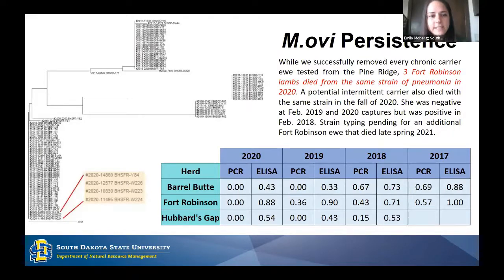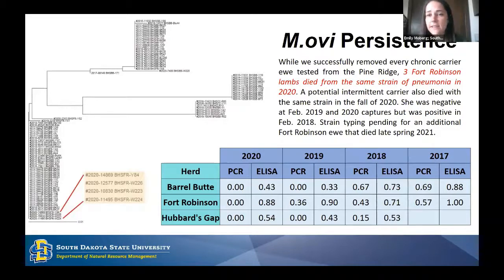And so we still are seeing Movi in some of our lambs. So while we successfully removed every chronic carrier we tested from the Pine Ridge, 3 Fort Robinson lambs died this summer of the same strain. And a potential intermittent carrier also died with the same strain in the fall of 2020. She was negative at February 2019 and 2020 captures, but was positive in February 2018. So what we would consider intermittent, but that's all open to interpretation.